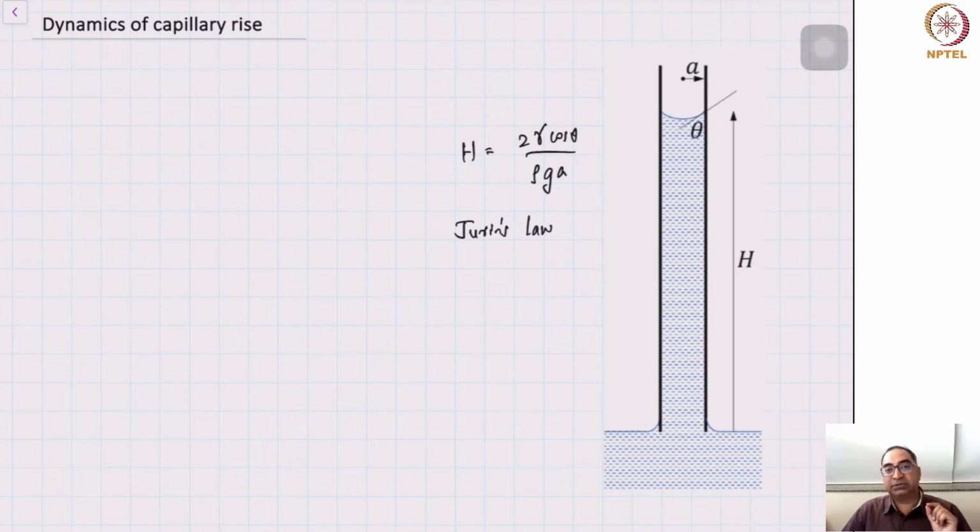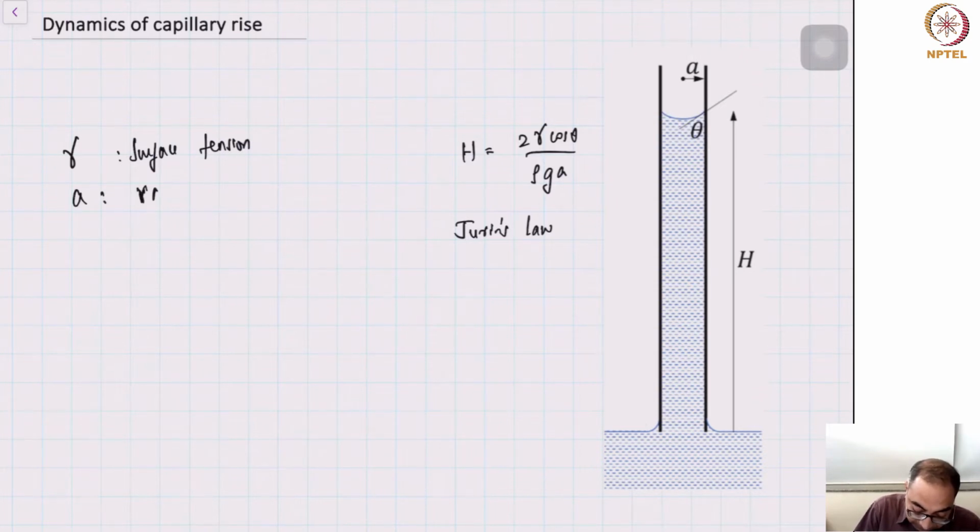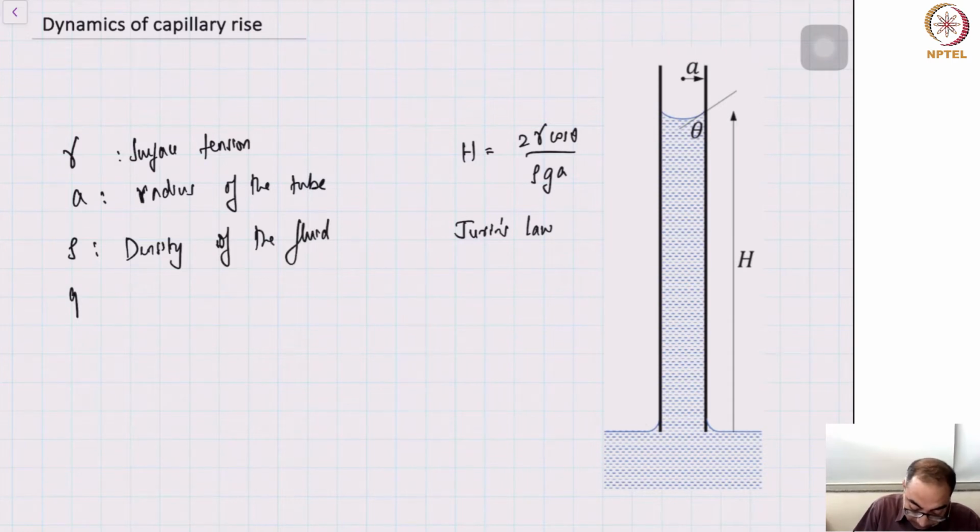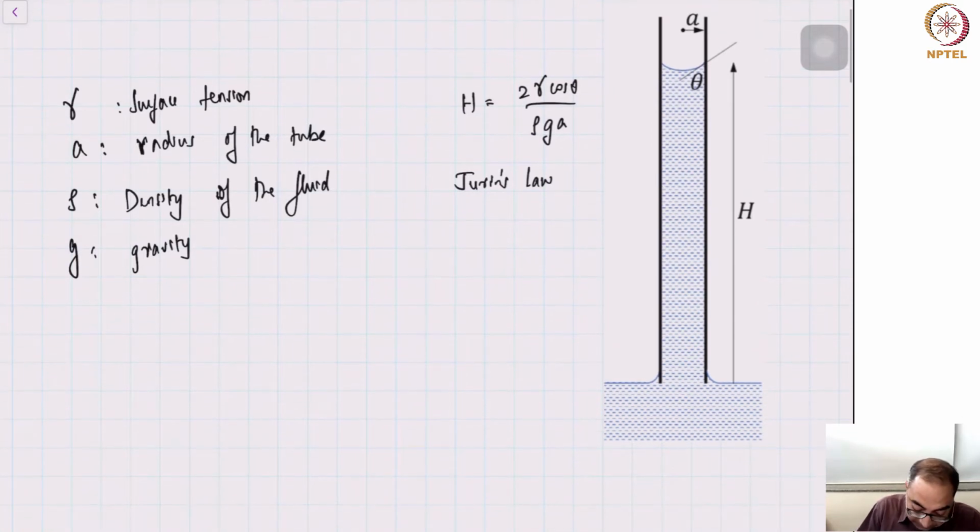Now, there are a bunch of parameters which are relevant. We've already seen a bunch of them already here, which is gamma, the surface tension. A is the radius of the tube. Rho is density. G is gravity. And theta is the contact angle.